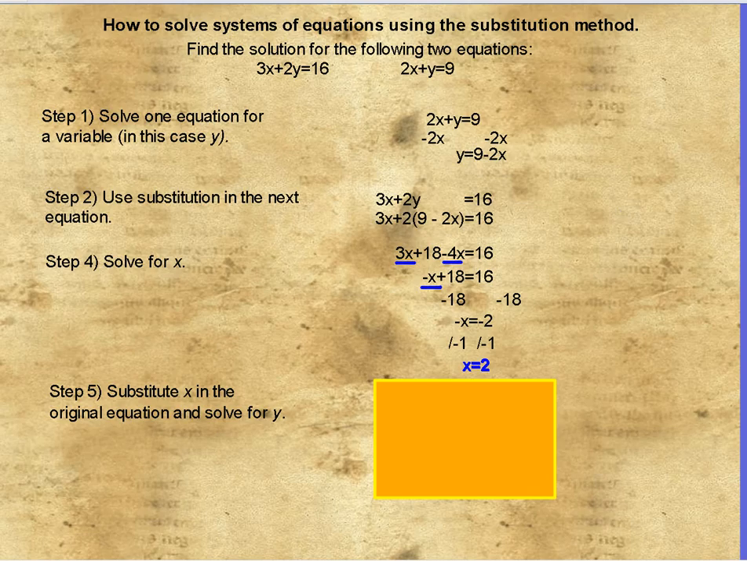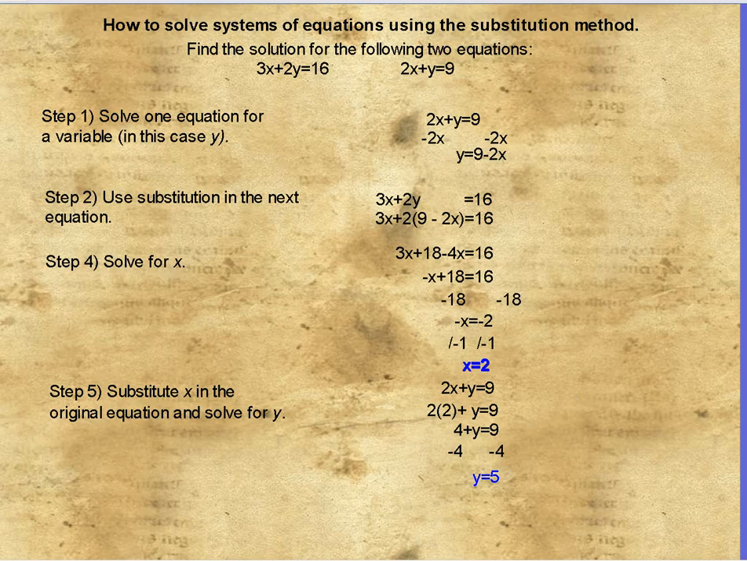Now what we need to do is substitute x in the original equation, 2x plus y equals 9, and we need to solve for y. 2x plus y equals 9 is our original equation. We substitute x equals 2 into x right here, giving us 2 times 2 plus y equals 9. So we get 4 plus y equals 9. We have to subtract 4 from both sides, giving us our solution, y equals 5.